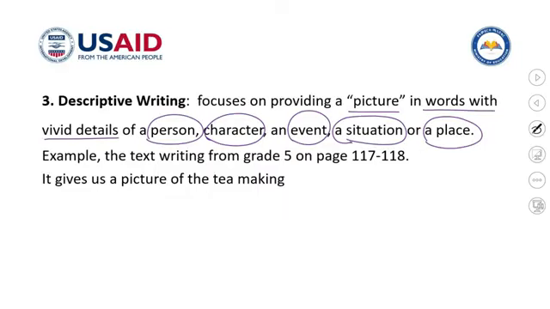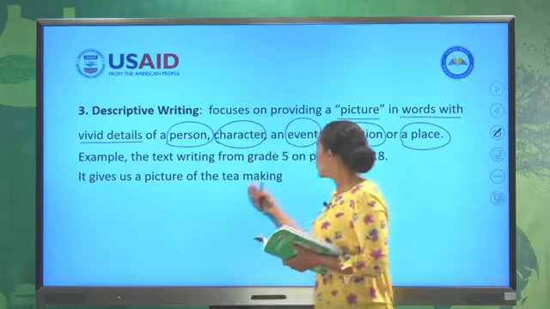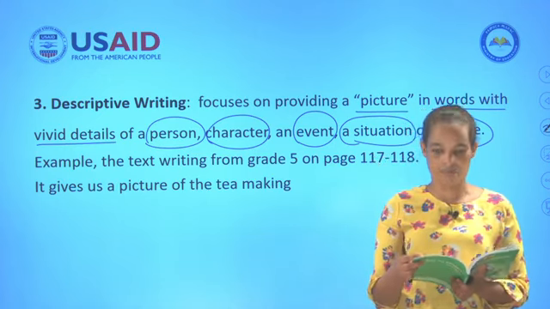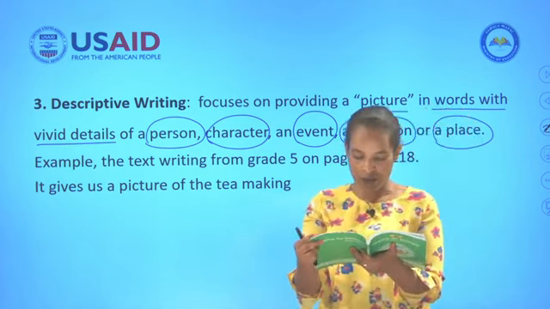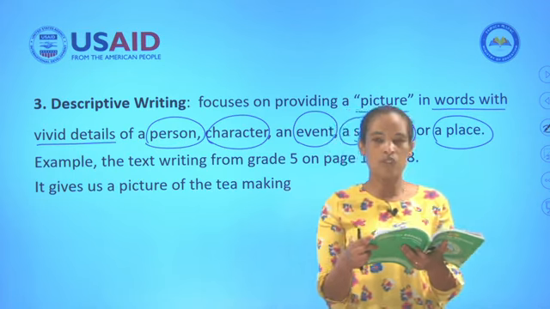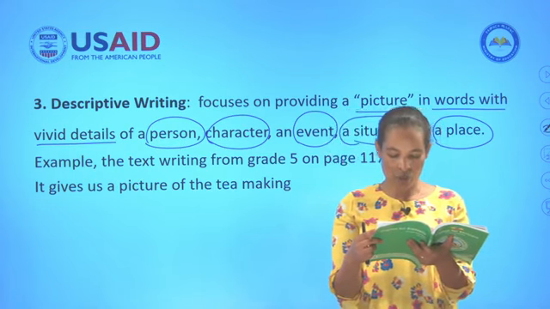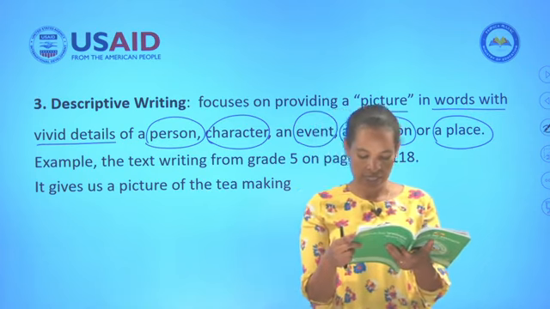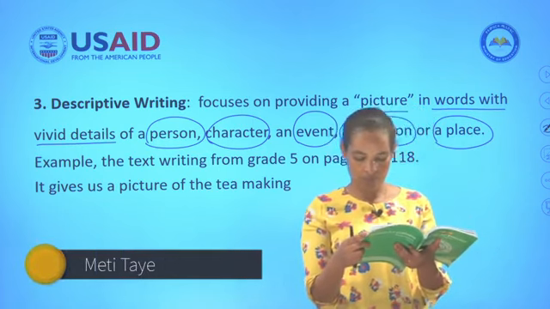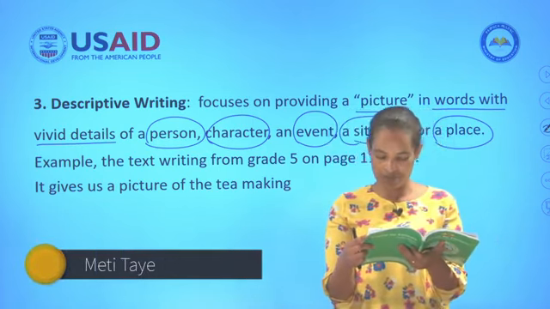All right, teachers, let us see together the text found in grade 5, page 170-180. Let me read the first paragraph, and see how it tries to provide a picture in the reader's mind. Tea is one of the popular hot drinks in Ethiopia. People drink tea throughout the day. Most people usually drink tea in the morning, some drink it at midday, and others drink it in the evening. Tea making passes through different processes.